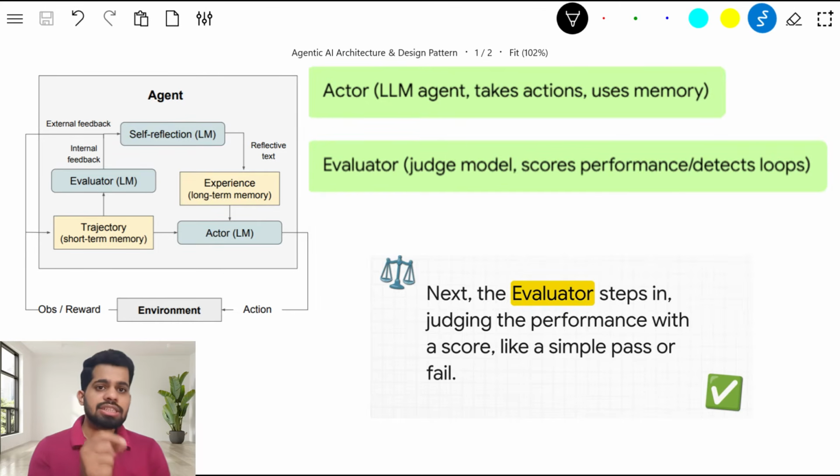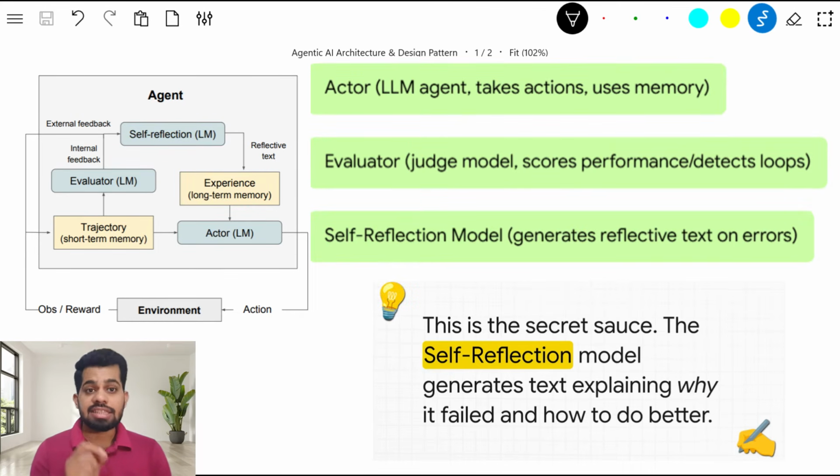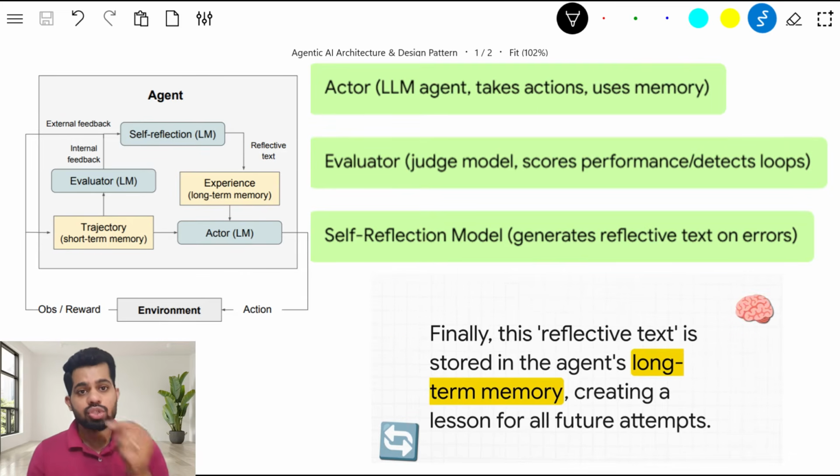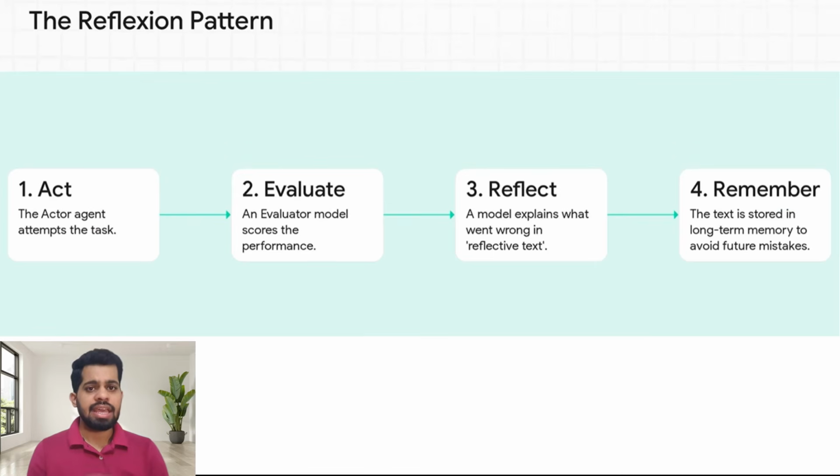And the most important is the self-reflection model. This is the secret sauce. It takes the actor's performance and the evaluator's scores and generates that crucial reflective text, explaining what went wrong and how to do better next time. This reflective text is then stored in the agent's long-term memory, while its more recent actions are kept in short-term memory. This process allows the agent over time to improve its decisions, reduce errors, and perform better, just like a human learning from trial and error.